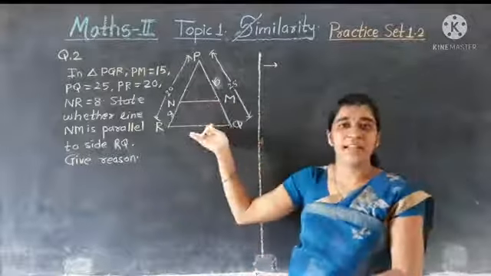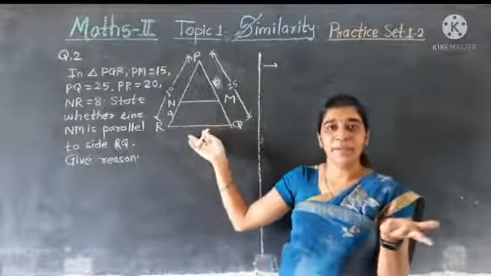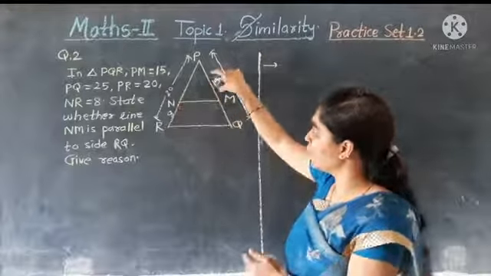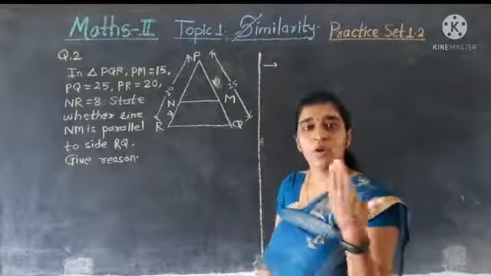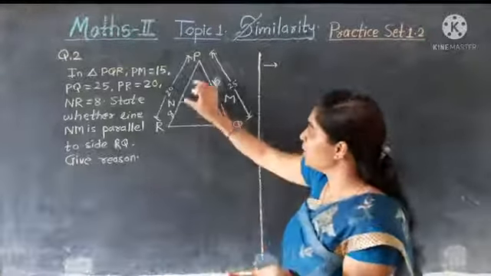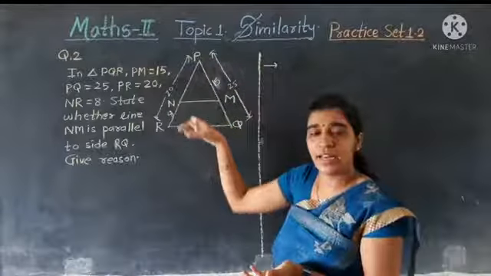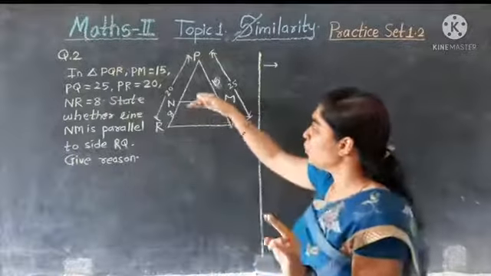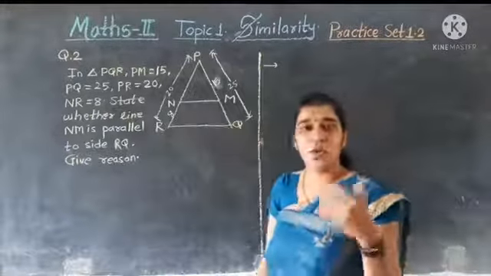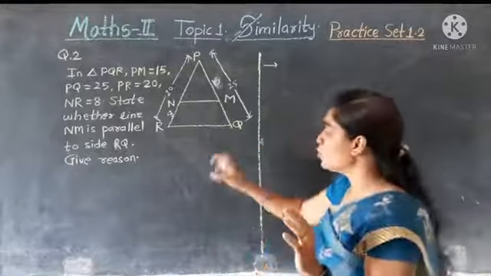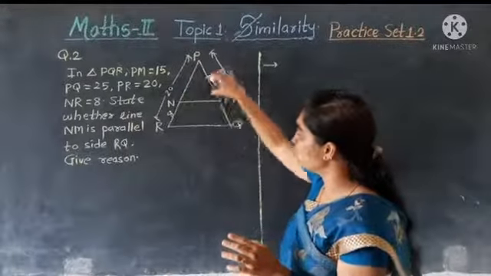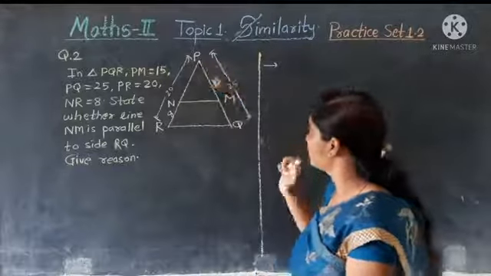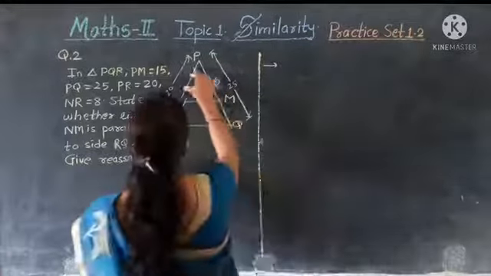You are asked whether NM and RQ are parallel. Then what does the BPT theorem say? If the lines are parallel, then these ratios are the same. And the converse of the BPT theorem says, if these ratios are the same, then the lines are parallel. You remember 2 things, okay? So we have to prove these lines are parallel. That is the converse of BPT theorem. So we first prove these 2 ratios are the same. For this we have to find PN and PM first. Okay? So we first find PN.